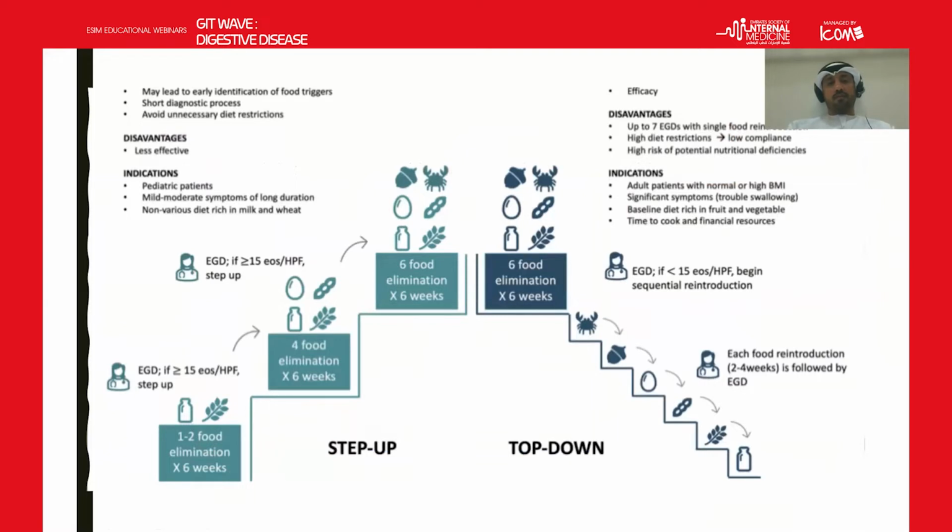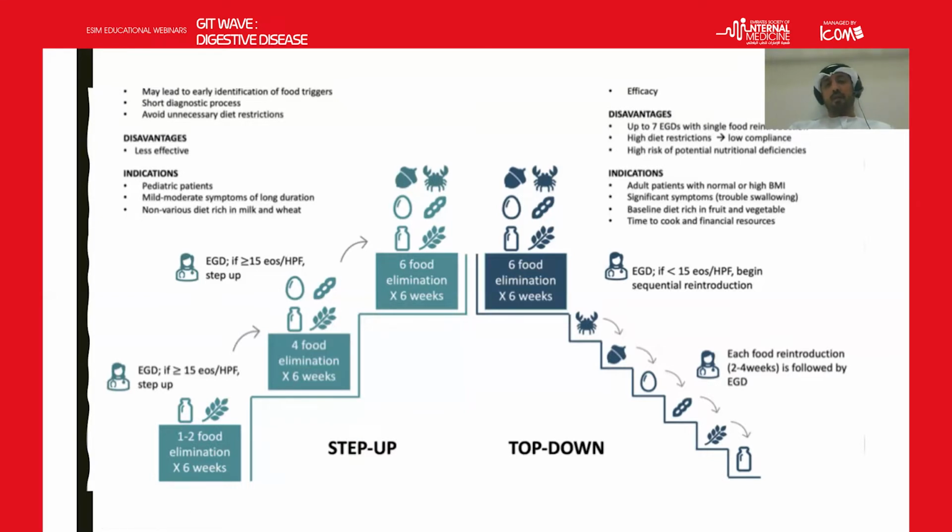Now, food elimination diets have advantages and disadvantages. And there are 2 ways of doing it: a step-up way, and a top-down way. The step-up way is somewhat less effective. Sometimes they use it mainly in pediatric patients. But remember that with each step, with each introduction of a new food, you have to do an endoscopy and confirm that their eosinophil count is still less than 15. So with a step-up, you're going to use fewer endoscopies.